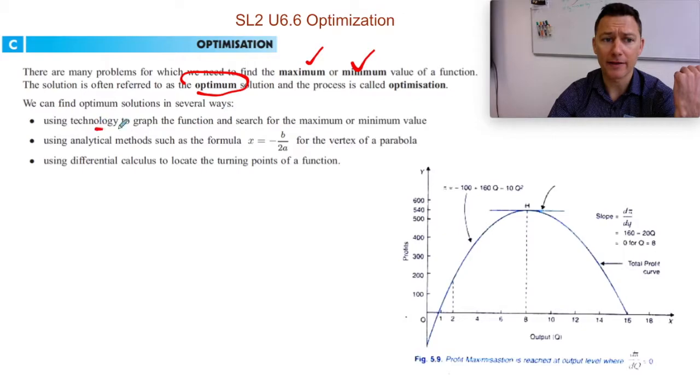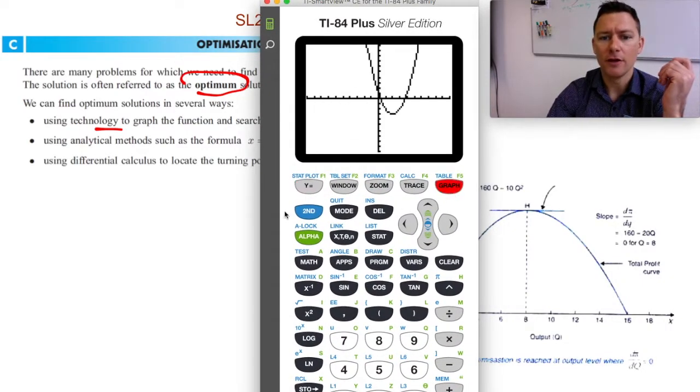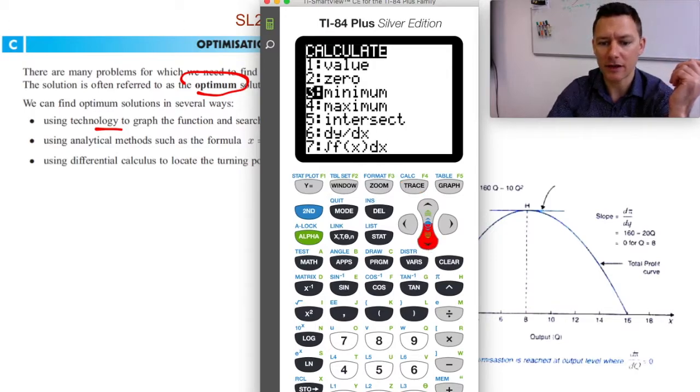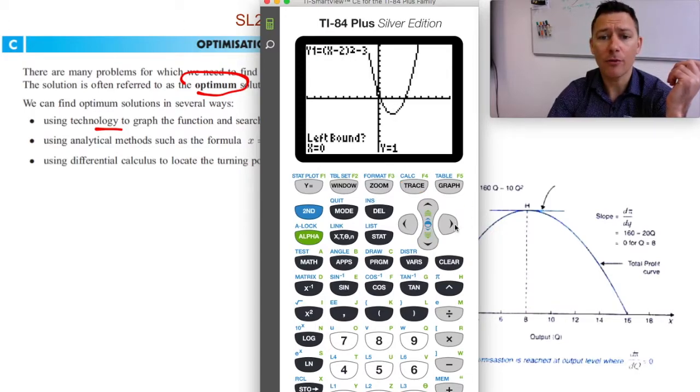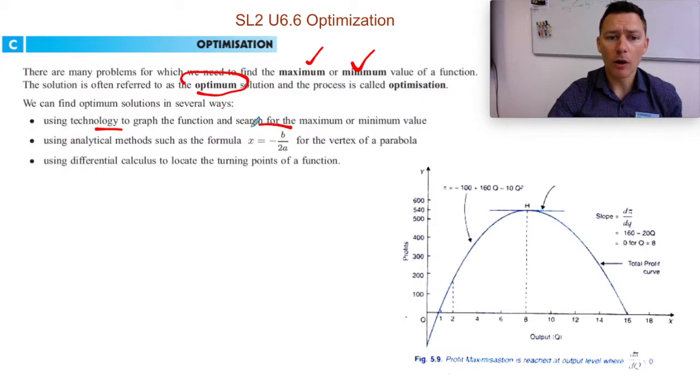You can either find this with tech, finding a maximum or minima. You know how to do that if you threw a function into your graph. You could use the second calc and use the max or minimum in this case and find that way. Sometimes we don't have access to our calculators and we can use other methods, one of which is the x is negative b over 2a.